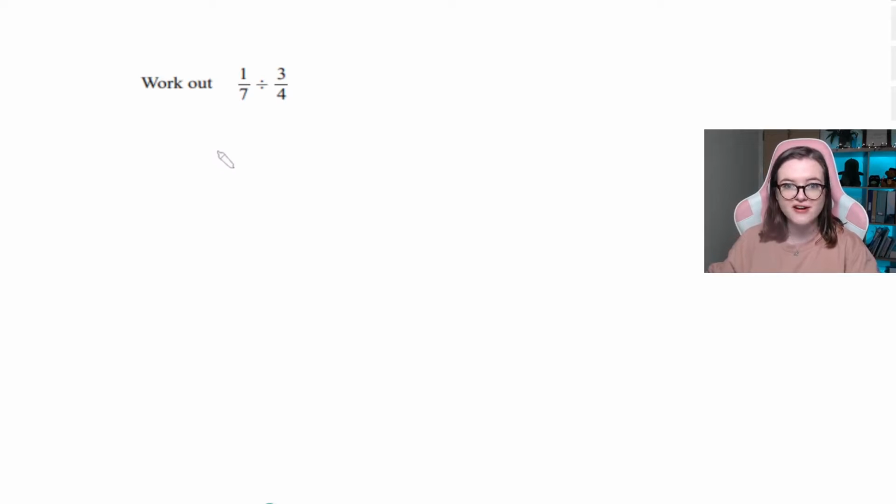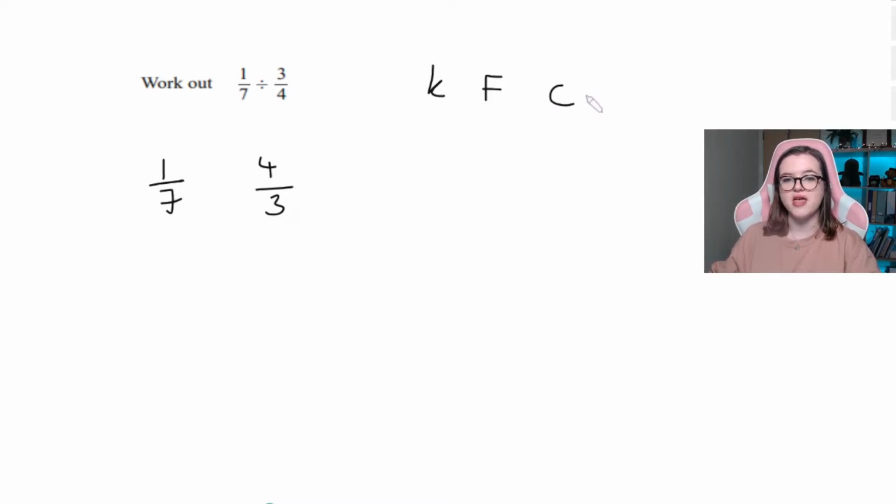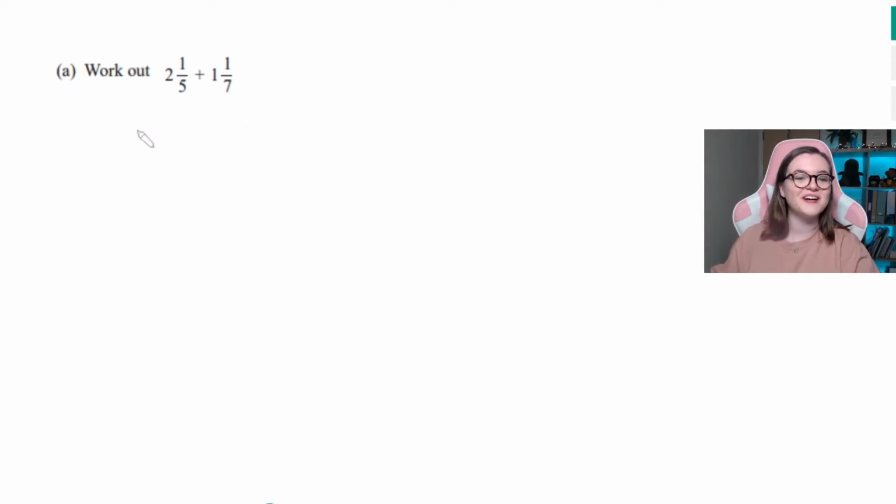Next up then, dividing fractions. So work out 1/7 divided by 3/4. For this, you need to use KFC: keep, flip, change. You keep the first one, you flip the second one upside down to get 4 over 3. Then you change the sign to a times. So you keep the first, flip the second, and then change the divide to a times. And then from here, it's just times on the top, times along the bottom, to then get 4 over 21.